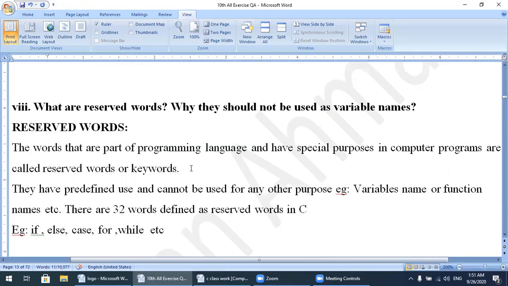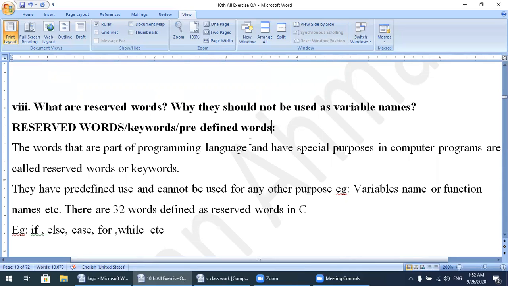I told you the definition of reserved word in the previous question. Over here: what are reserved words? Why should they not be used as variable names? Keep in mind, reserved words are also called keywords. This is another name. Another name is predefined words.